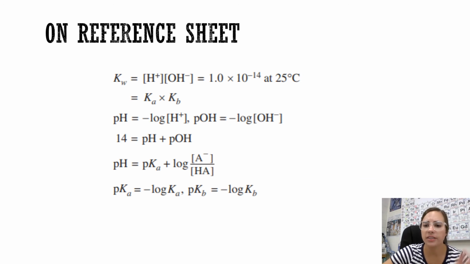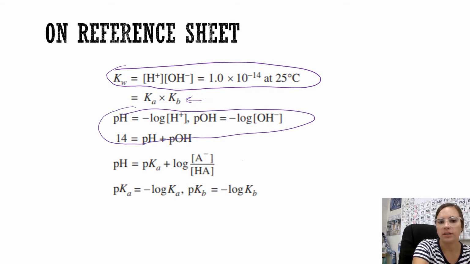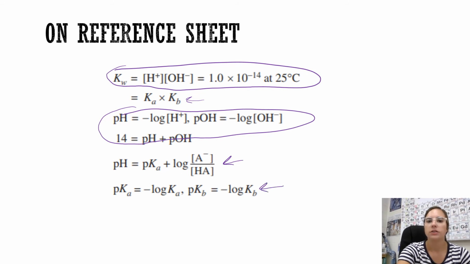So what I have here is kind of a screenshot of the pH-related equations that are on your reference sheet. So this one is one we're going to use right now. We're going to get to this one later. These we're going to use right now. We'll get to this one later, and we'll get to these later. Okay? So these are kind of the same ones that you had in Honors Chem, and they're ones we're going to be using right now.